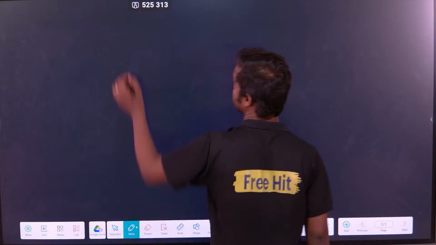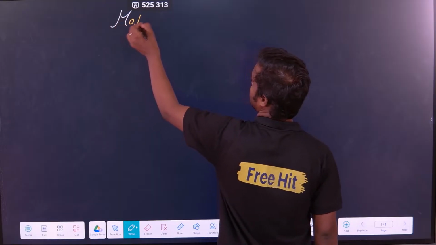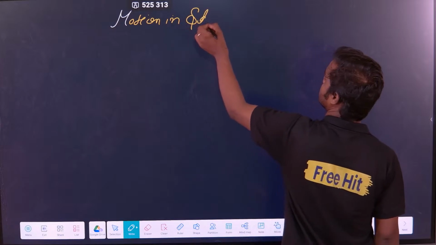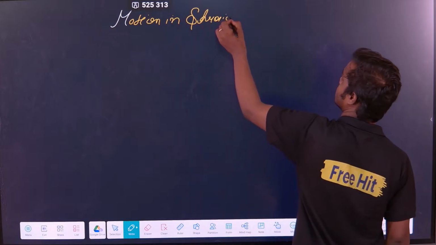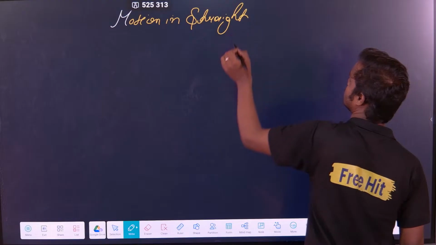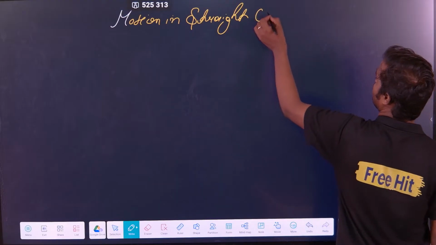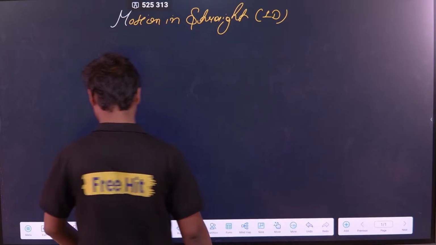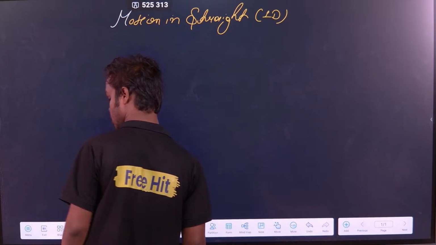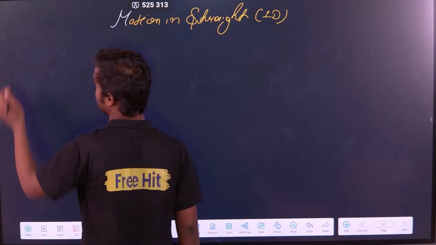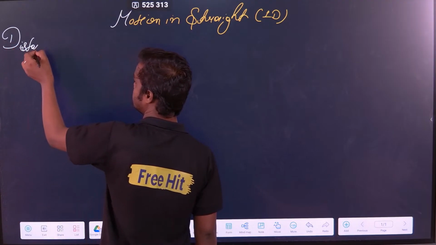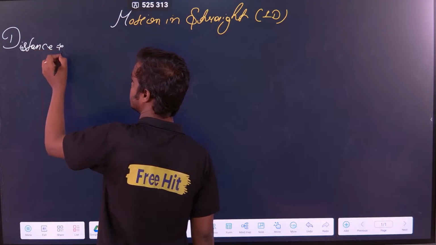So our next chapter is motion in a straight line, or you can say 1D, motion in one dimension. Whenever we talk about motion in one dimension, the first thing that comes into our picture is the distance. What is distance?